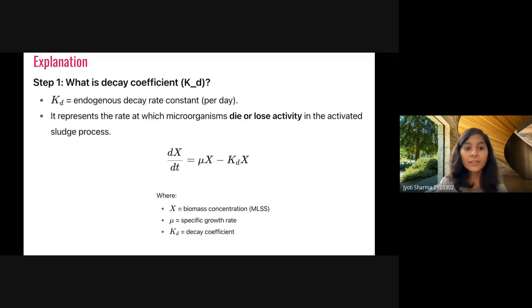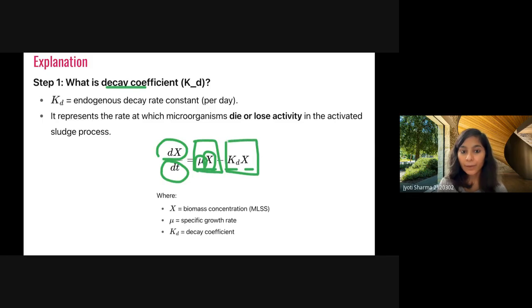So if it is the decay coefficient, the decay coefficient is the decrement or the change in the microorganism dx per time. So this will be equal to mu x minus kd x. So this is your specific growth rate and this is your microorganism concentration. So this will be your growth rate, right? And this will be your decay rate. Whenever we are subtracting it, we are getting the change in your microorganism per time, the change in the biomass of microorganism per time. So this kd is your decay coefficient.